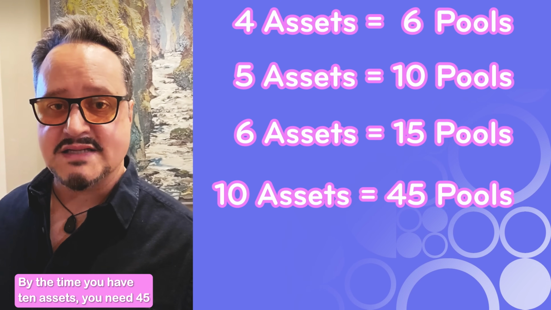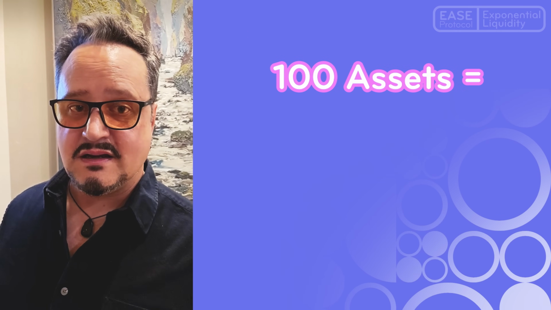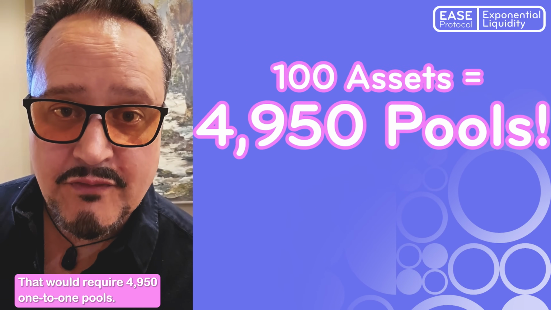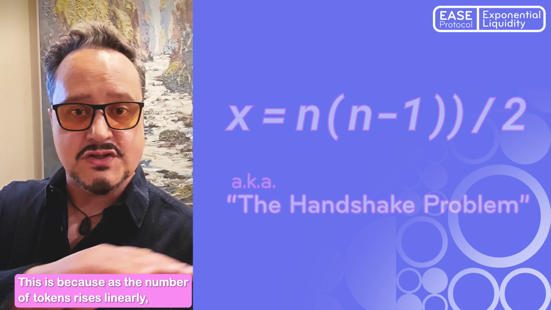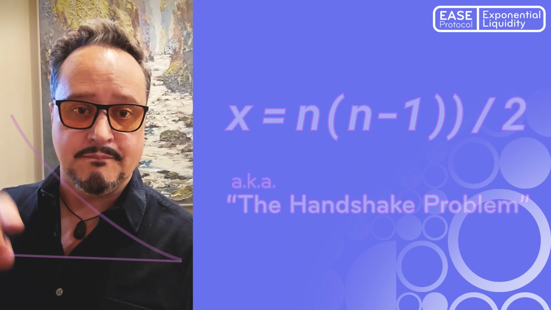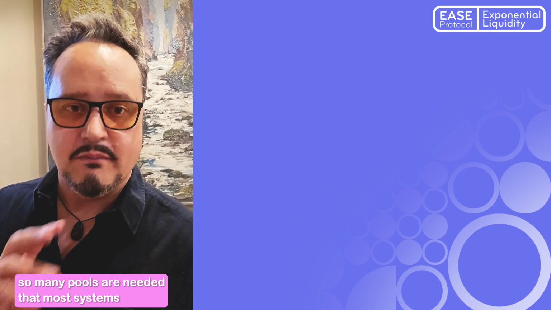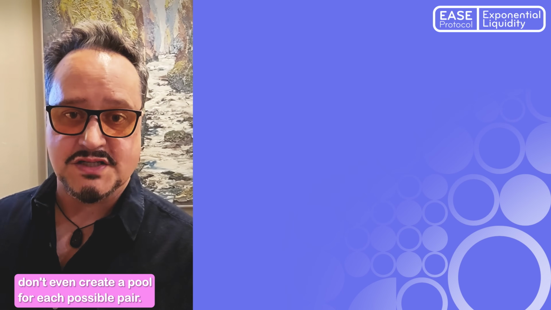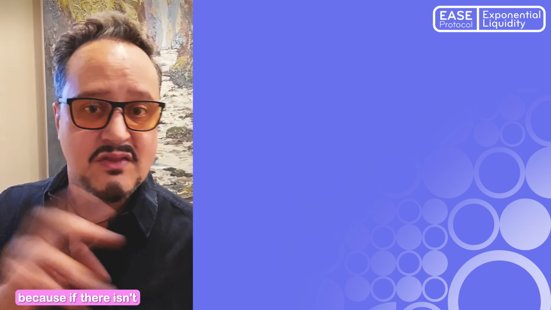By the time you have 10 assets, you need 45 different pools. And 100 assets would require 4,950 one-to-one pools. This is because as the number of tokens rises linearly, the number of relationships between them grows exponentially. In fact, with large amounts of assets, so many pools are needed that most systems don't even create a pool for each possible pair. But that only increases the inefficiency of the system because there isn't a direct pair between Bitcoin and WIF, for example.